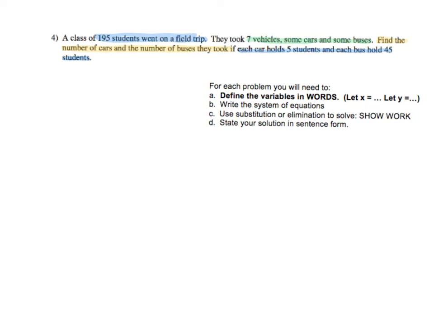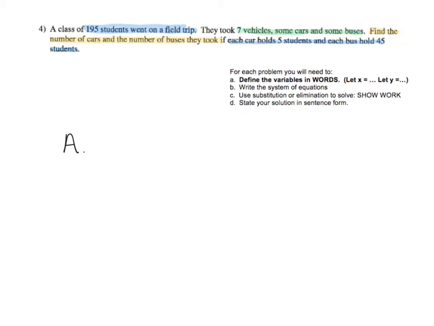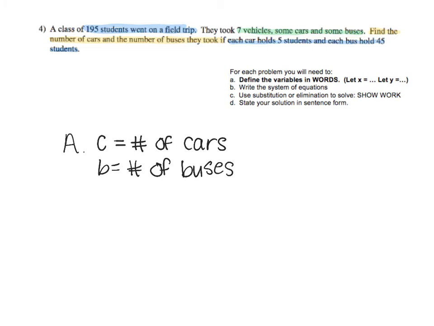So part A would be to define the variables. When I define the variables, I can use X and Y, which is common in what we're used to, or I could use C being the number of cars, and B being the number of buses. Now I'm going to need to write the system of equations.